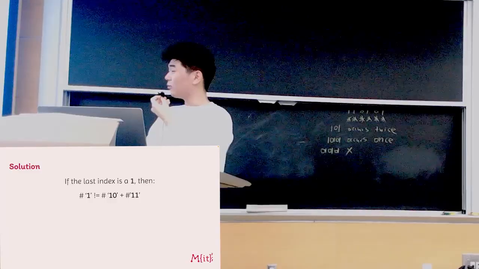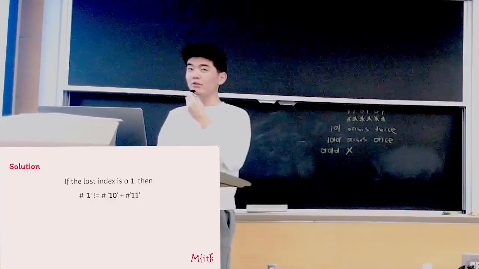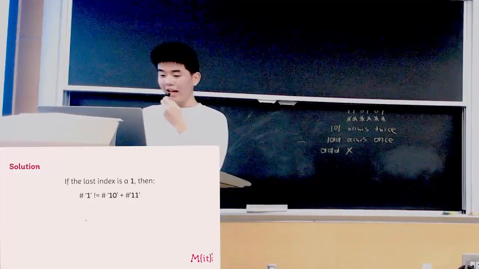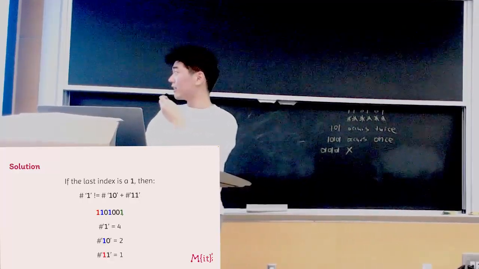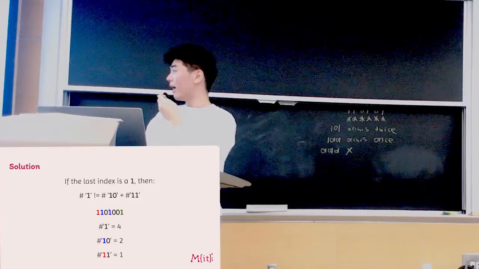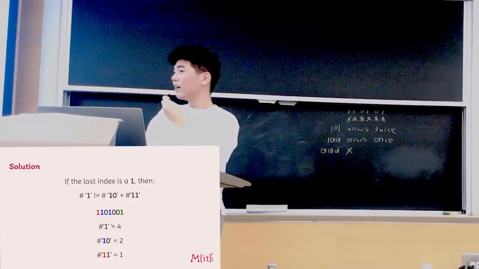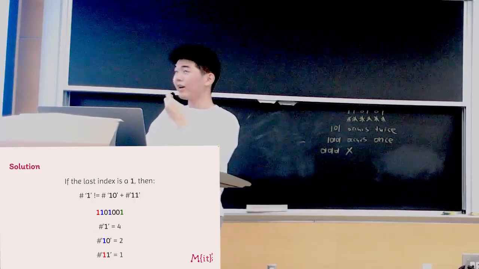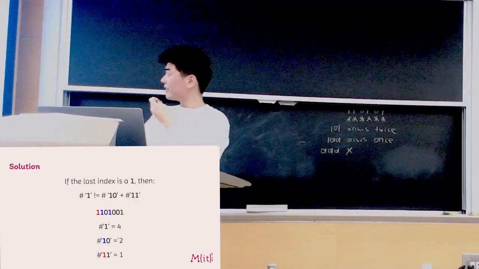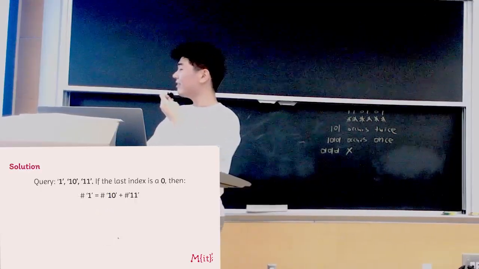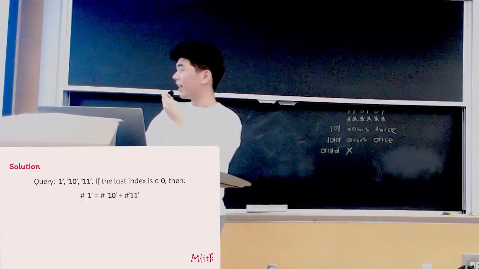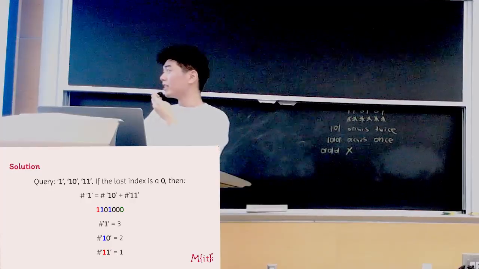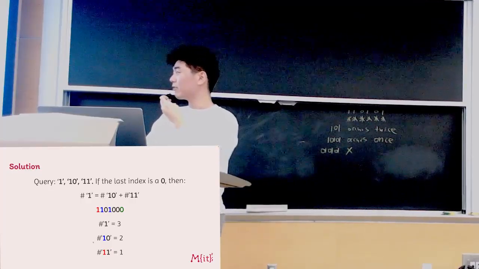If the last index is a 1, then the number of 1s will not be equal to the number of 10s plus the number of 11s. In an example here, our last index is a 1 and there are 4 1s in the string, but the number of 10s is 2 and the number of 11s is 1, and these don't add up. Now let's look at the other case. If the last index is a 0, then they're equal. Going to this example, the number of 1s is 3, the number of 10s is 2, and the number of 11s is 1.